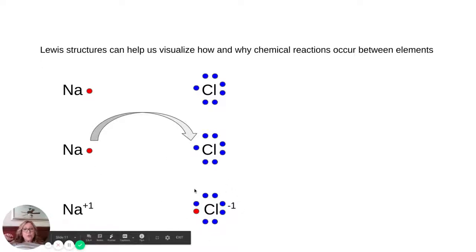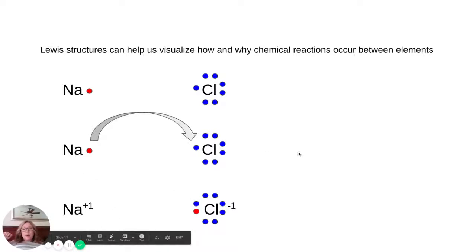Now, all of a sudden, chlorine has a full, complete set. It's got 8 valence electrons and it's happy. Sodium has lost its valence electron, but it's okay because now it's stable too. But because sodium now has 1 more positive charged proton than it does electrons, it has a net electrical charge of +1. Chlorine, now that it has 1 extra electron, 1 more electron than it does proton, has a net electrical charge of -1.